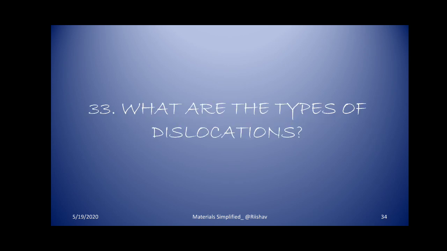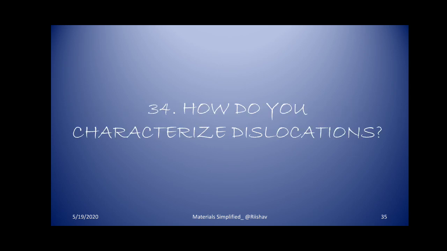What are the types of dislocations? Well, dislocations are of three types: edge dislocation, screw dislocation, and mixed dislocation. Mixed dislocations are like a mixture of both edge and screw dislocations. Next question: if you know this much about dislocations, you must know how to characterize a dislocation. The answer is very simple. Every dislocation is characterized by two characteristic vectors. One is the tangent vector, another is the Burgers vector.